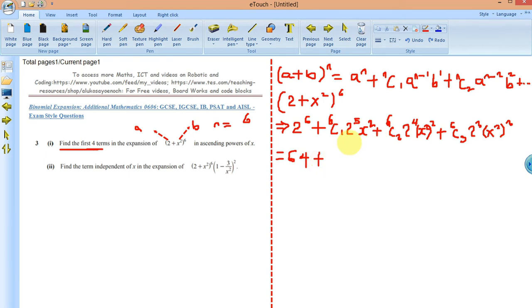Then 6 times 2 raised to power 5, because I would like to complete everything like that. 2 raised to power 5, and that is 192. So 6 times 2 raised to power 5 is 192. Sorry about that, 192x squared.